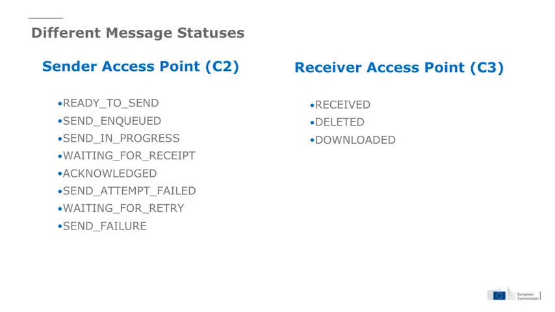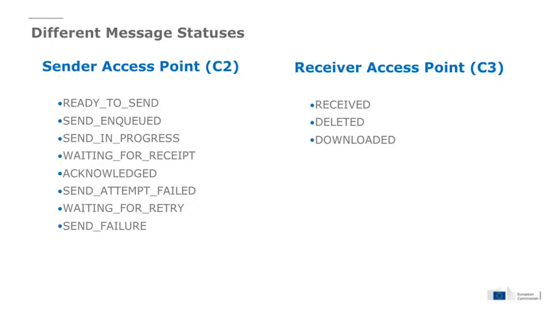Acknowledged is the following step whereby the message has been received and the C3 has sent back an acknowledgement stating that the message has been processed. There's also send attempt failed, meaning that Domibus was not able to send the message on this attempt. Waiting for retry. In this status, Domibus is actually waiting to retry and send the message. And send failure occurs when the number of attempts reaches the configured maximum. Domibus is unable to send and puts the message in a send failure status.